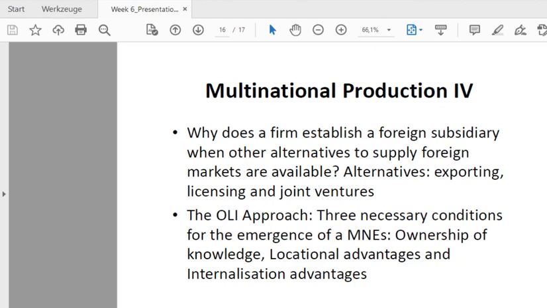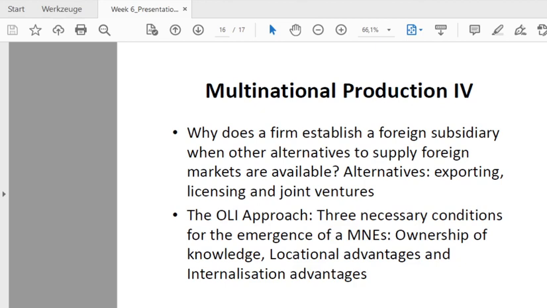Well, there are three main reasons why multinational enterprises emerge and decide not to export, not to license. Those three necessary conditions can be summarized in the word OLI, denoting ownership of knowledge, locational advantage, and internalization advantage.